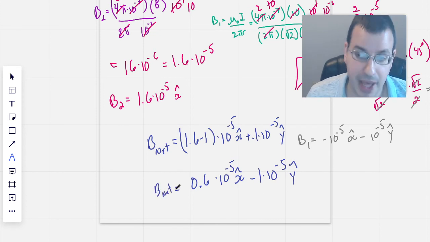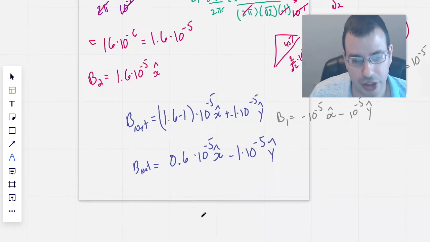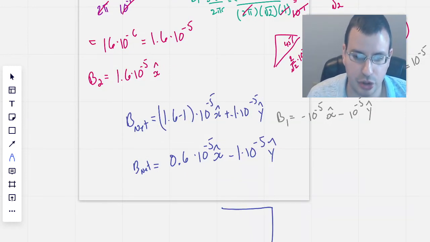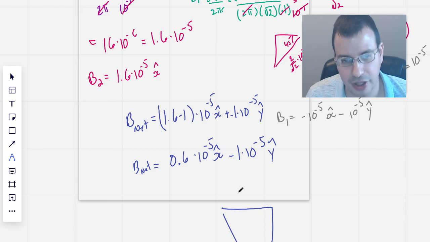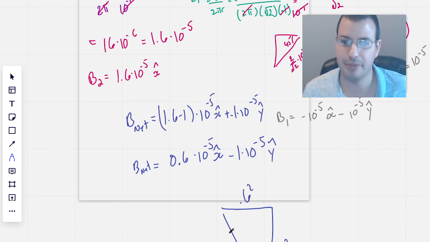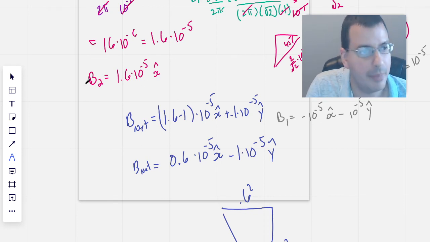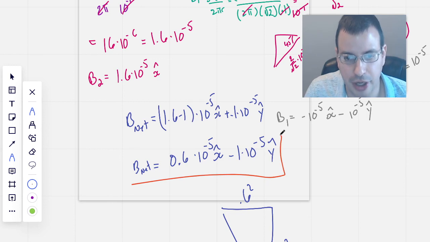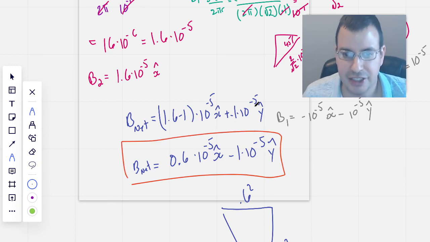And if we want to find the magnitude, we could just draw a triangle here. So it'd be to the right 0.6 and down 1. And we could find this angle, and we'd do 0.6 squared plus 1 squared, square root together for our magnitude, and we could find an angle. But personally, I like it this way better. So I'm going to leave it as thus.